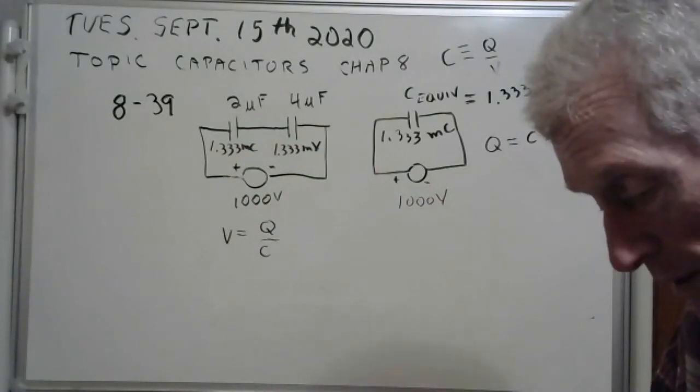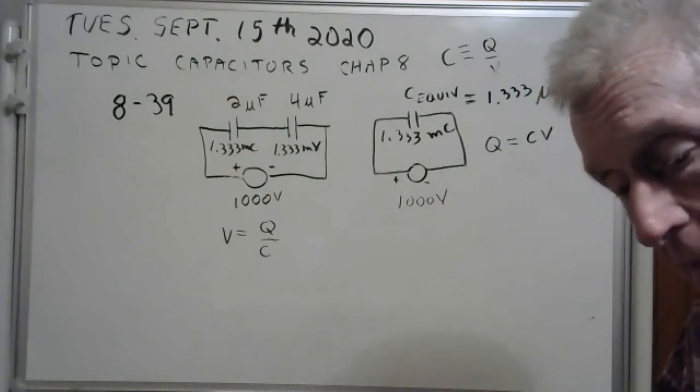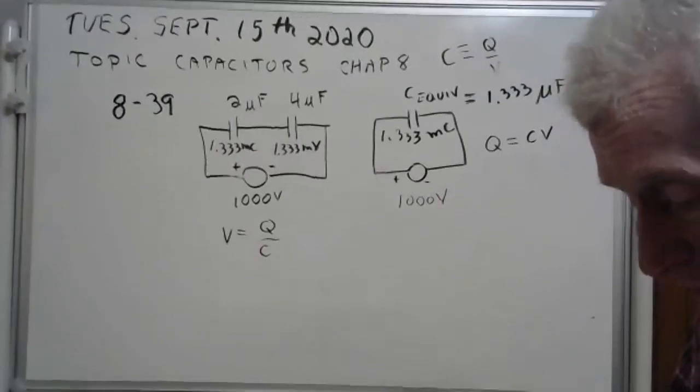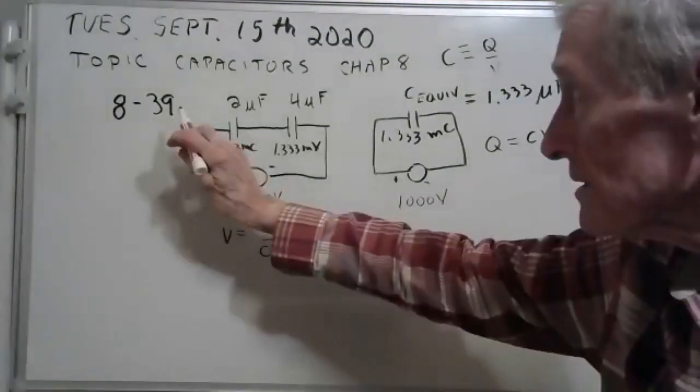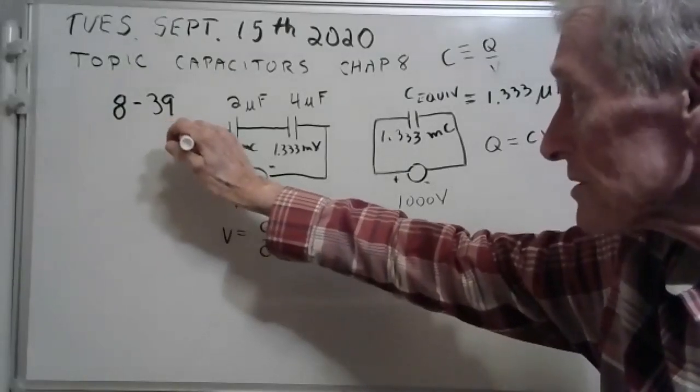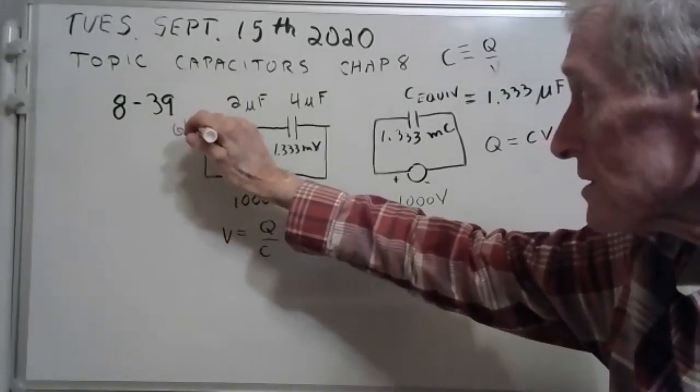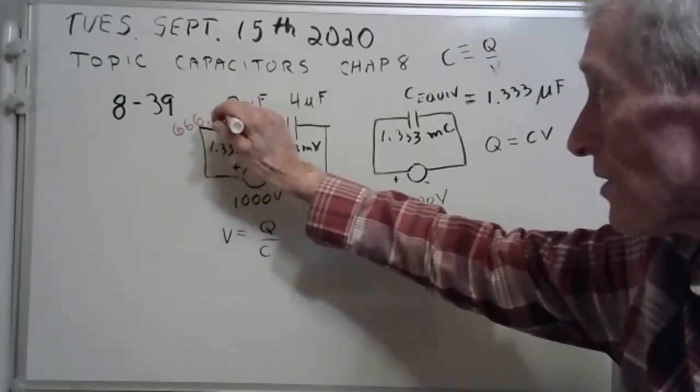I like to put them in red. Let me get my red color here. We're going to put the voltages in red. So you take the Q, 1.333, what is that, e to the minus 3 actually, and then you divide by 2 e to the minus 6. I'm getting 666.5 volts. How about you guys?